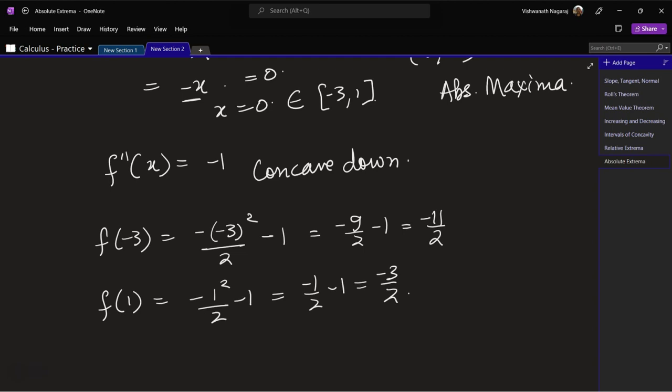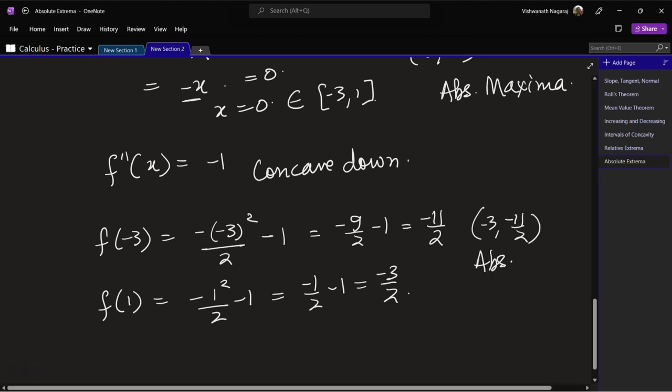Now, just figure out which is the smaller, which is the greater. So, here this comes to minus 1.5, this comes to minus 5.5. This is smaller. So that means that is minus 3 comma minus 11 by 2 is going to be the absolute minima.